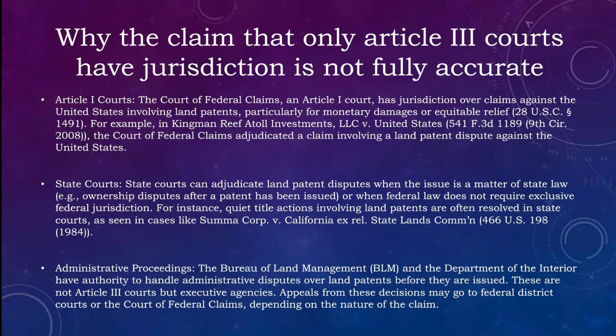Administrative proceedings. The Bureau of Land Management and the Department of the Interior have authority to handle administrative disputes over land patents before they're issued. These are not Article 3 courts, they're executive agencies. The Bureau of Land Management is where you're going to find your land patent, or maybe the Department of the Interior in a few cases, but generally, at least for the Western states, anything west of the Mississippi is probably the Bureau of Land Management that holds the land patent.